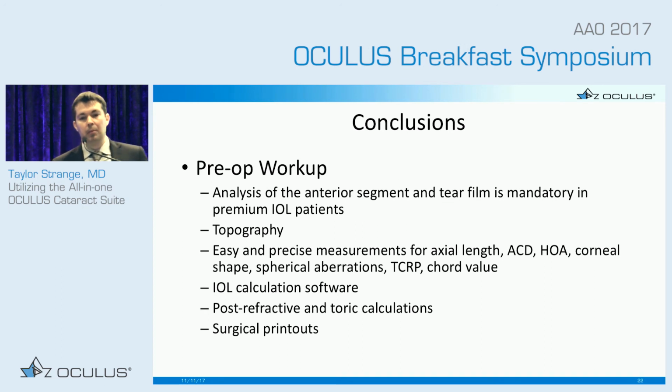So for pre-op workup, it's important to look at the anterior segment health of the eye before you plan accordingly. You want to fine-tune the cornea prior to cataract surgery. Again, topography and tomography, easy, precise measurements for axial length, looking at higher-order aberrations, corneal shape, spherical aberrations, and the cord value too, to see what the candidacy is of the patient. You get all that with the Pentacam AXL here, and the software and surgical printouts.